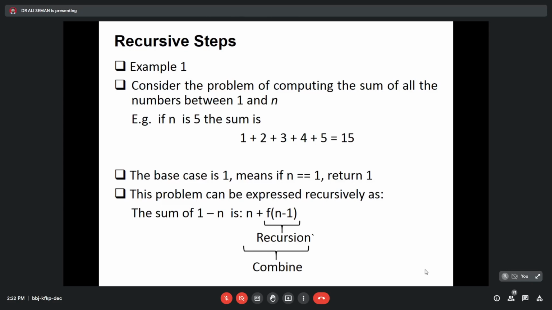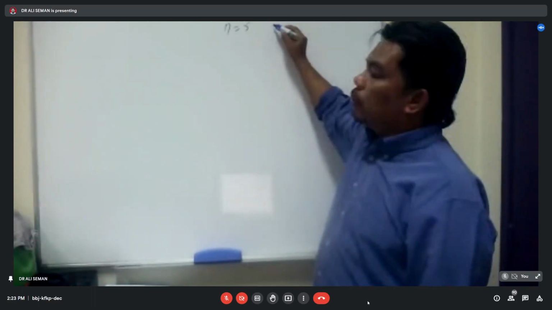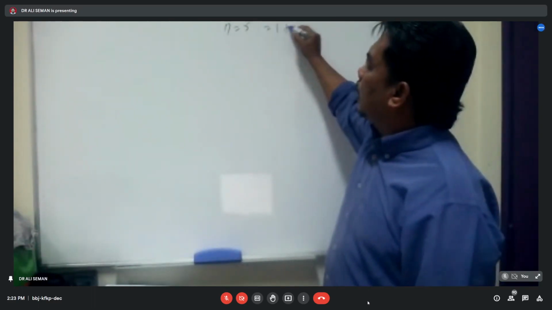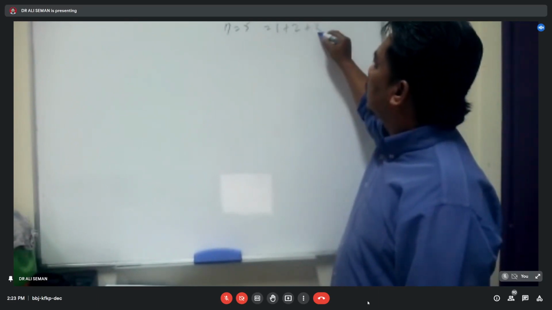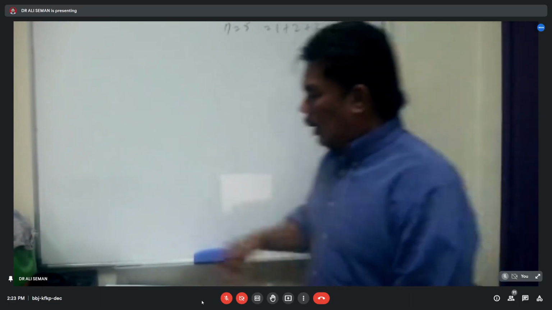Consider the problem of computing the sum of all the numbers between 1 and n. Okay, 1 and n here. So let's say n equals 5. Can you see this whiteboard clearly? Yes. Okay. Let's say n equal to 5. So we need to get the sum for n equal to 5, like this: 1 plus 2 plus 3 plus 4 plus 5. This is the sum for n equal to 5.